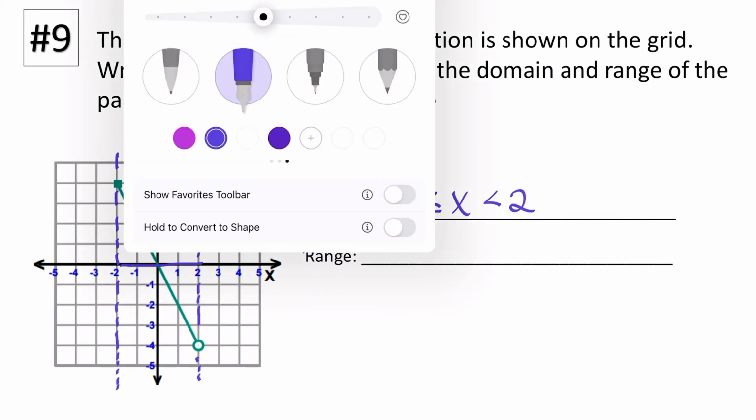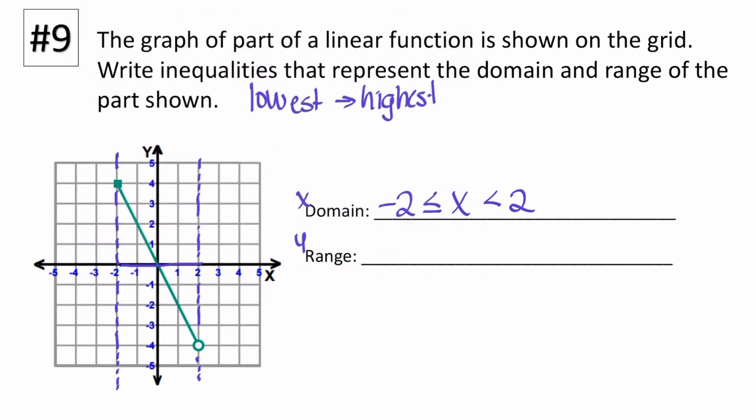Now let's write the range. The range, the lowest value in the range is here, and then the highest value in the range is up here. So let's write that out. The lowest value is -4. I have an open circle at -4, so I'm going to use a less than sign. And remember, we're talking about range, so we're talking about y. And then the highest value is at 4. There is a filled in circle at 4, so I'm going to use less than or equal to.